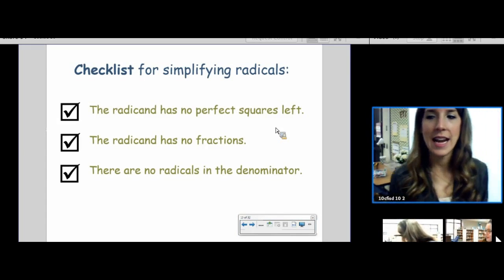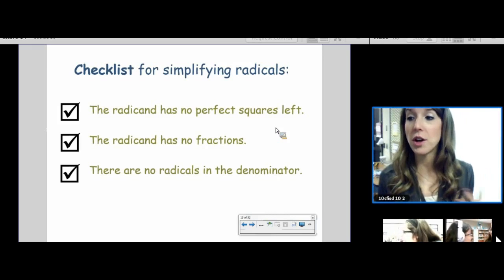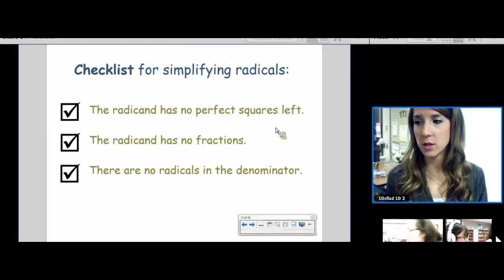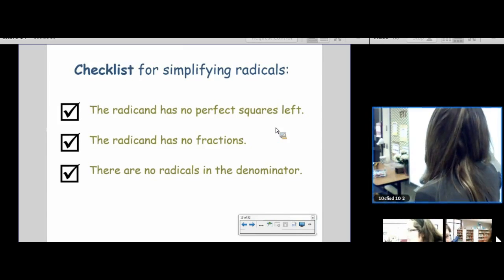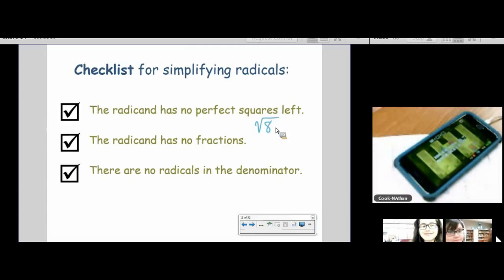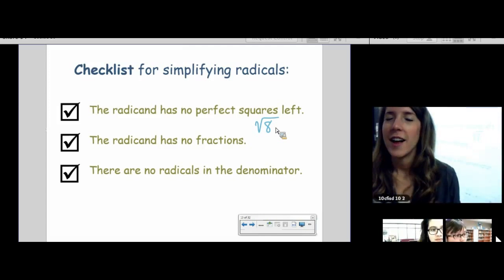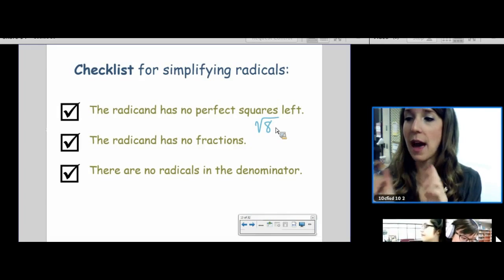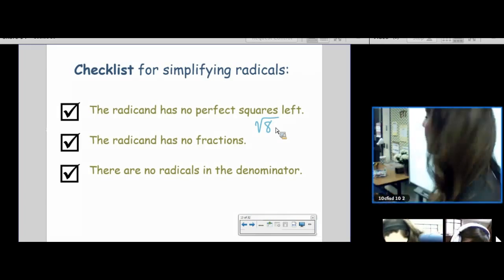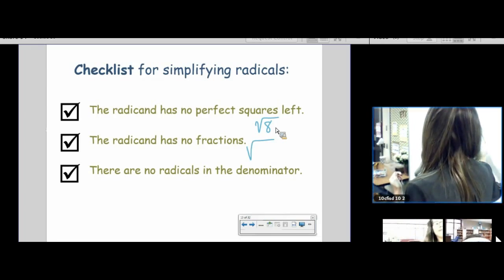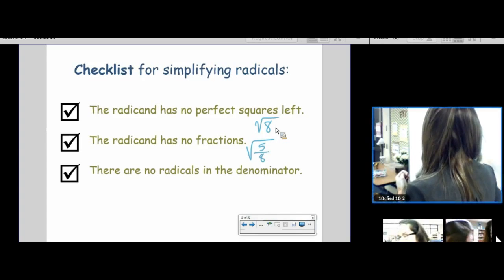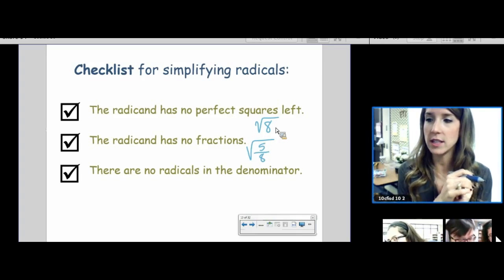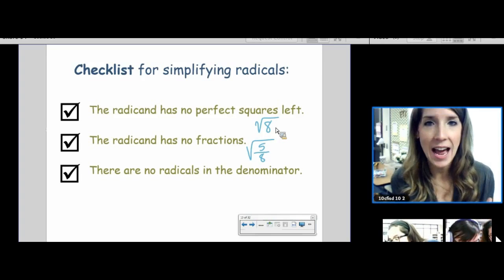Obviously, the radicand can have no perfect squares left. You know you're not done if it still has perfect squares in it. For example, the square root of 8 would not be done yet, because there's a perfect square left in 8, so that would not meet our checklist. Second of all, the radicand is not allowed to have fractions. So this would be disobeying the second one on the checklist if there are fractions inside the radical.